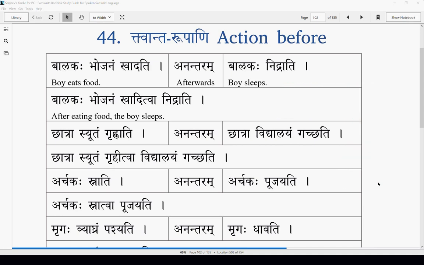When we add Tva, what happens here? Examples are given here. Khaditva. This is one of the forms. Here we are adding this Tva to the Khad dhatu, and in between the I is coming. In some places I comes, in some places I doesn't come. For example, Patitva. There also I comes.